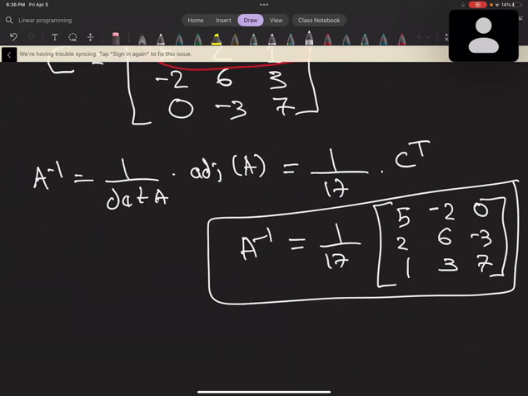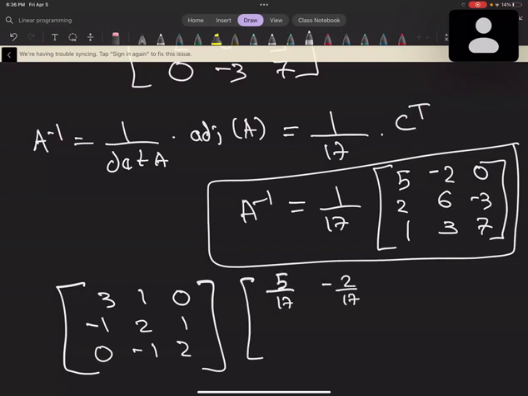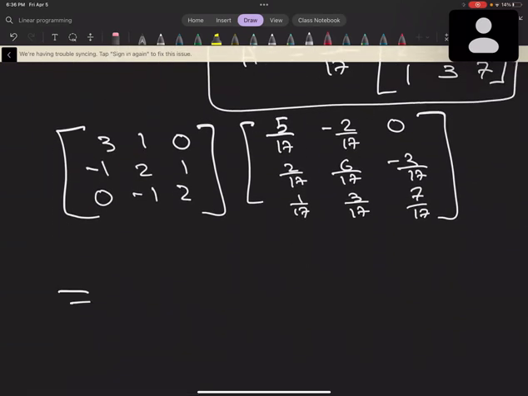And we can check a few. I mean, we can do it by hand very fast. We're not going to do all of them, but we're going to check a few. So 3, 1, 0, minus 1, 2, 1, 0, minus 1, 2, times this, that is 5 17ths, minus 2 17ths, 0, 2 17ths, 6 17ths, minus 3 17ths, 1 17ths, 3 17ths, and 7 17ths. You multiply that, that gives you this guy times this guy. That guy has to give us 1. So 3 times 5 17ths is 15 17ths. 1 times, well, let's do it just 1. Just 5 17ths plus 2 17ths plus 0. That's 17 17ths. That's going to be 1, right?